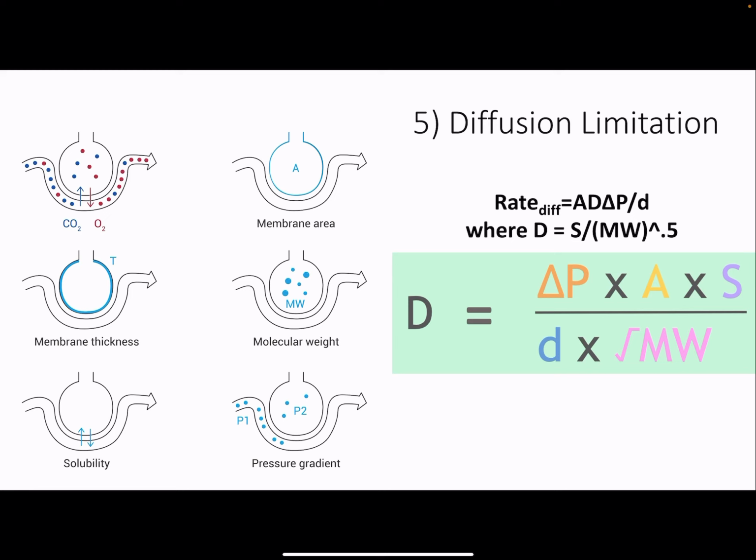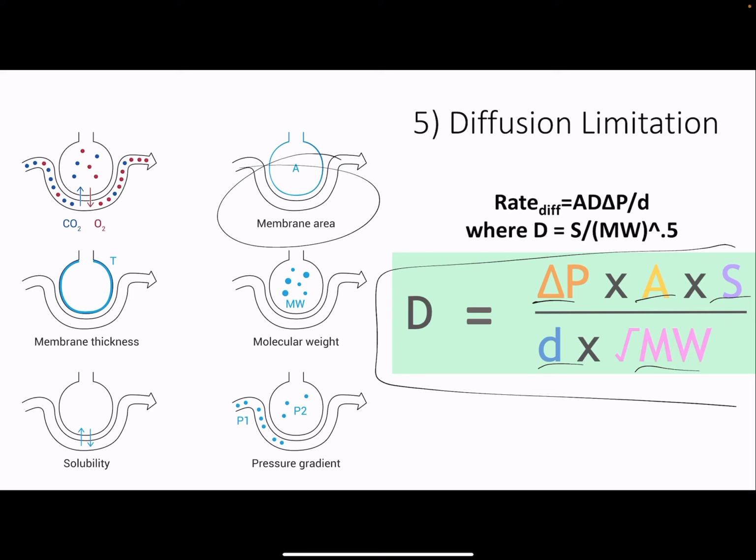Diffusion limitation. We have this great formula. Diffusion relates to the pressure, the surface area, the solubility, the distance, and the molecular weight. So a larger area means better diffusion. Larger thickness, diffusion is harder. It's got to get through all of this extra crap over here. Molecular weight, we know that O2 and CO2 diffuse well. Larger things don't diffuse as well.